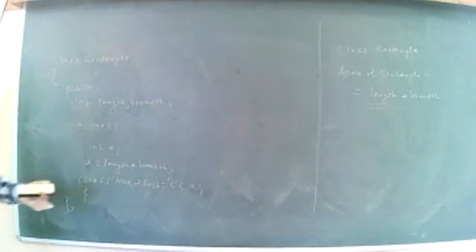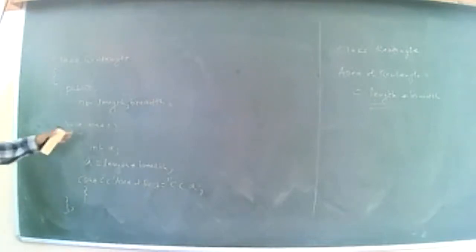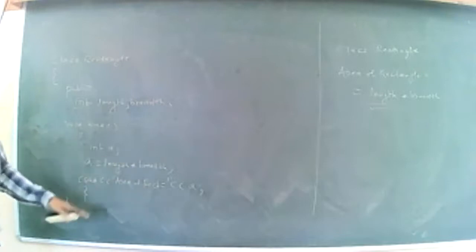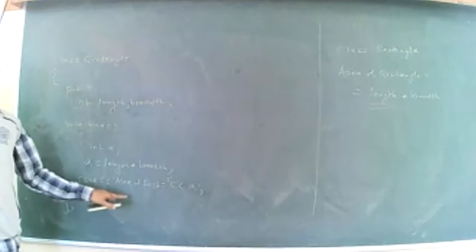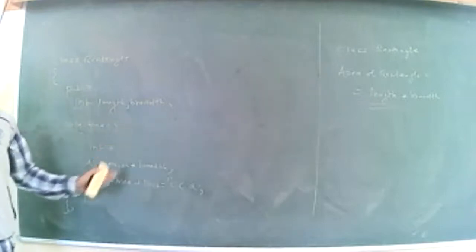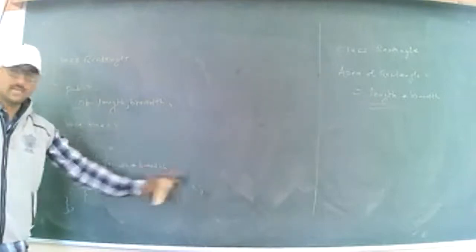Same like void area, if you want to calculate the value of your rectangle, you can create one more function, void value integer b, with your formula to find out the value and to print out that value. We can use cout, area of rectangle is equal to, insertion operator, a.